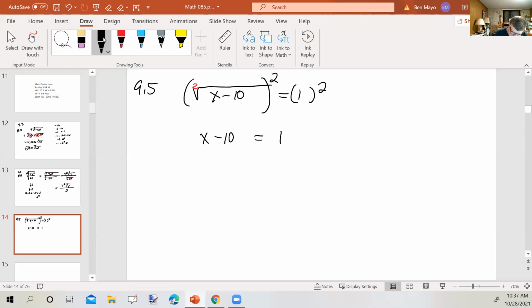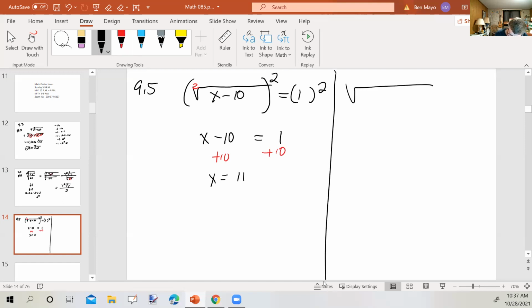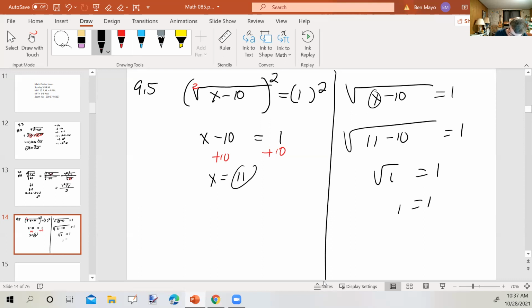Going on and solving it, we'll add 10 to both sides. So we get x equals 11. Let's check our work. If we have this original problem and we put 11 in the place of x, we get that, which is that, which is that. So it checks.